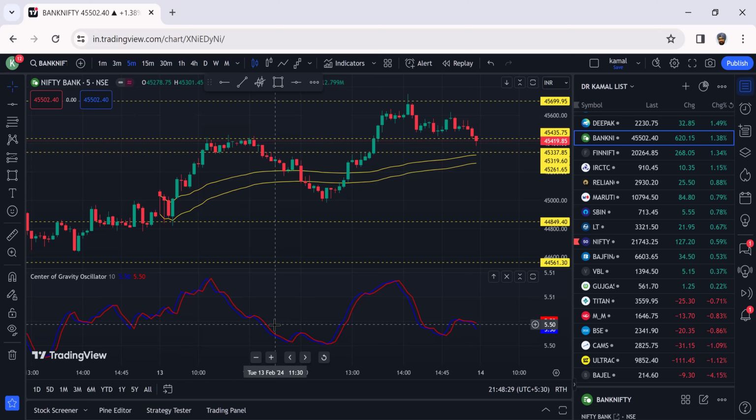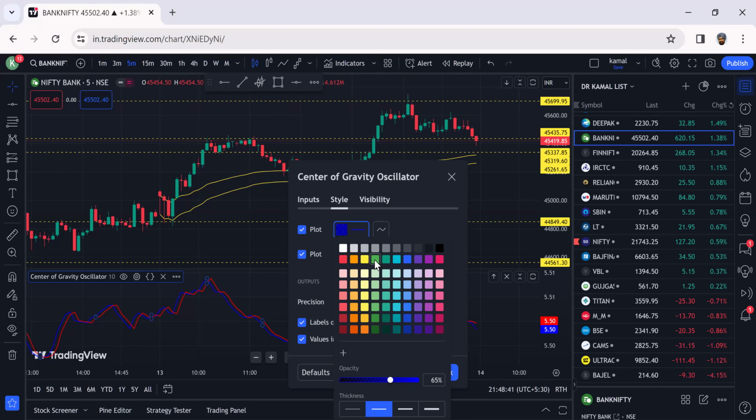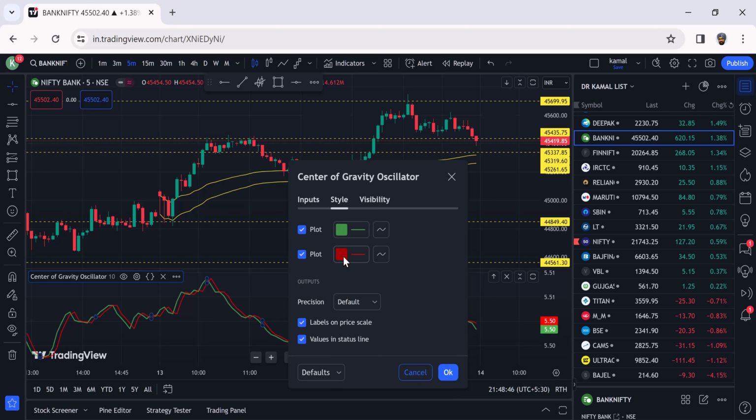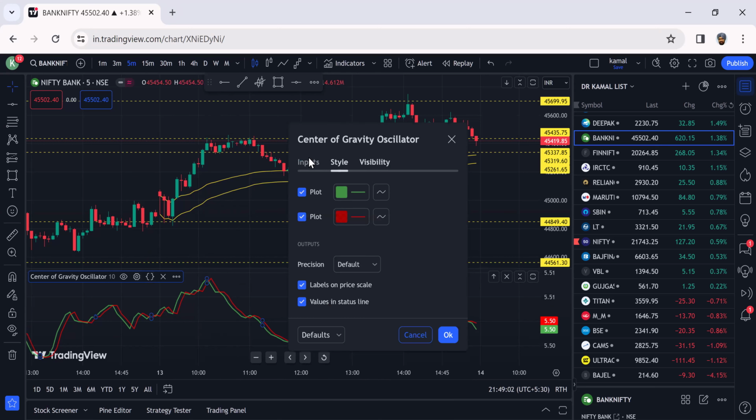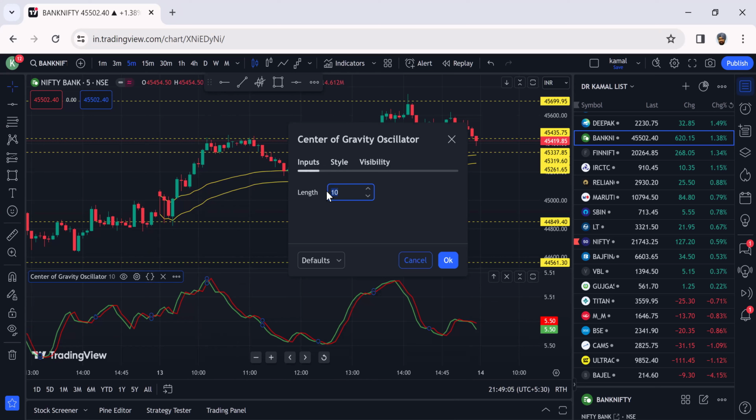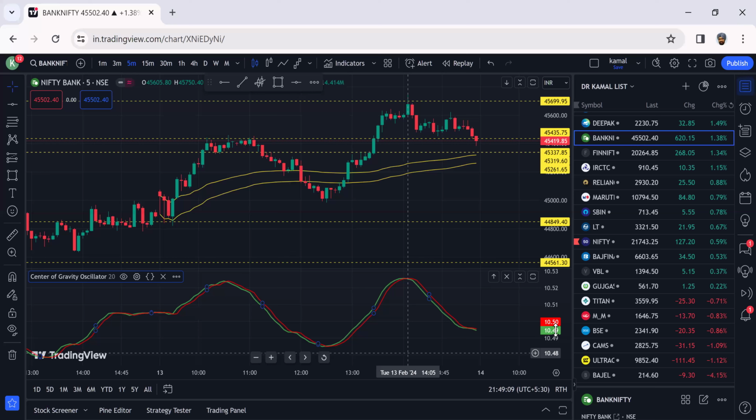Now we'll go and change some settings. First, we'll change the color. We are going to make it green, just darken it a bit, and then let the other be red. Our aim is whenever the green crosses the red on the lower side, we take the short trade. And when the green crosses the red on the upper side, we take a long trade. Now I'll just increase this duration to 20. Now you're almost done with the settings part.